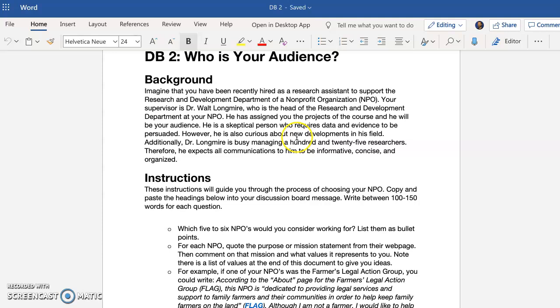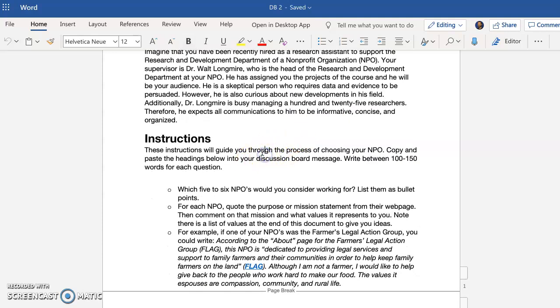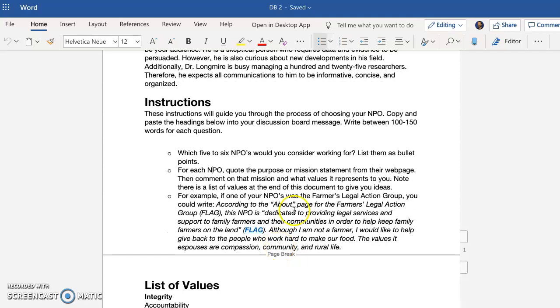So our goal is to pick our NPO in this discussion board, and I'm giving you an exercise to lead you through that process. First of all, you're going to pick 5 or 6 that you might consider. For each one, you're going to go to their About page and quote the purpose or mission statement that they have there, and then comment on why you think that is one that you would like to work for.